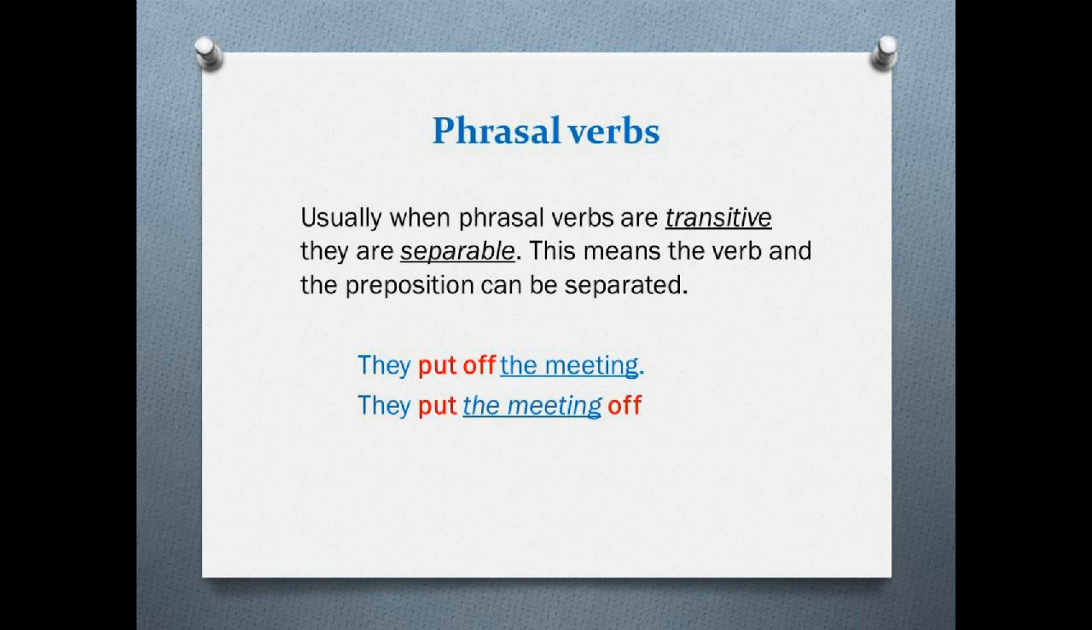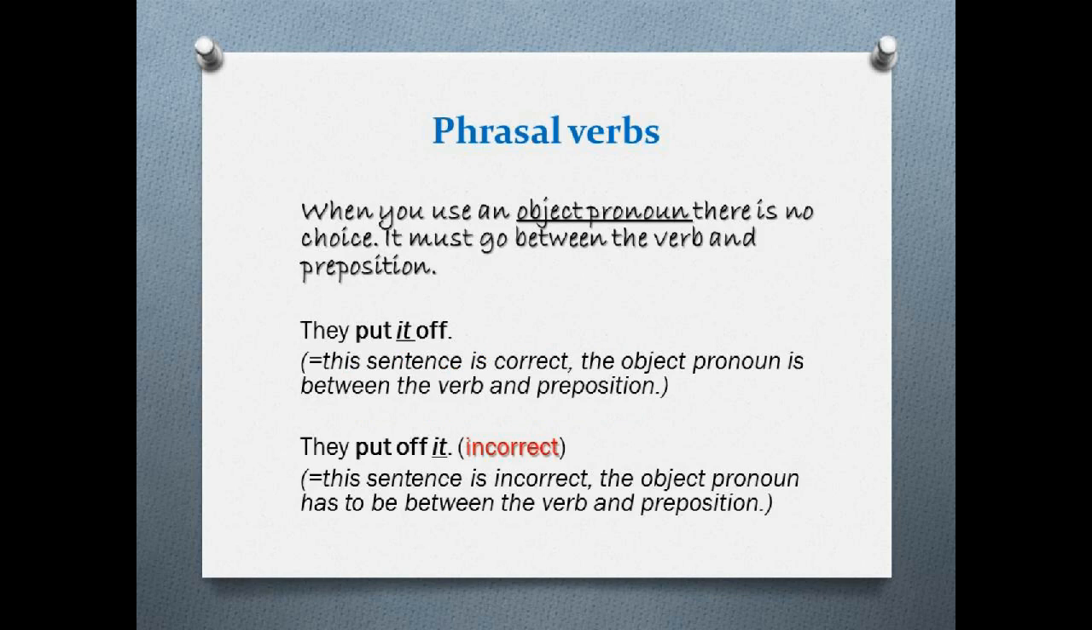Usually when a phrasal verb is transitive, they are also separable, so this is a bit of a top tip for you. Remember, that's usually, not always, so this means that the verb and preposition can be separated, and I've given you an example on the slide. So put off, we can follow with the meeting, okay? We can separate that verb and preposition and put the object in the middle. So put the meeting off.